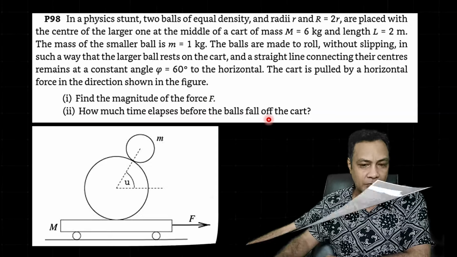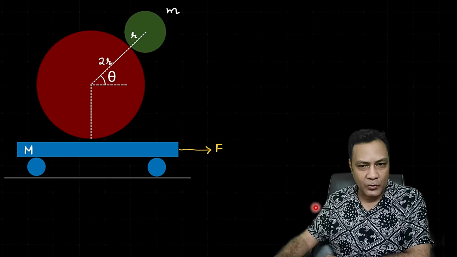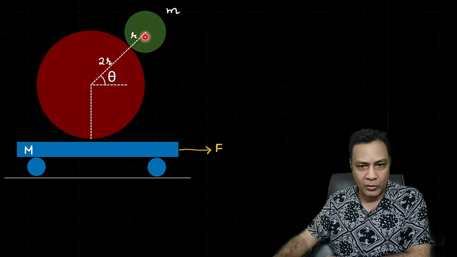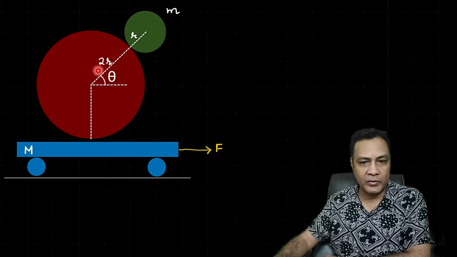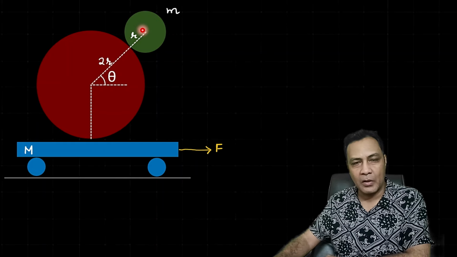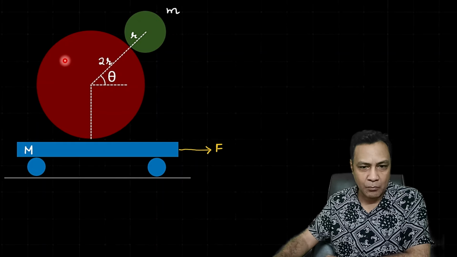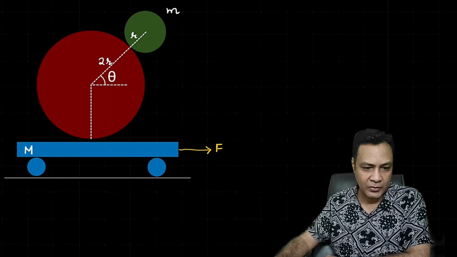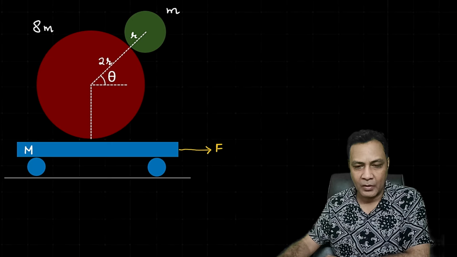and how much time elapses before the ball falls off the cart. So as described in the question, the radius of the smaller one is r and the radius of the bigger one is 2r. So obviously the mass of the bigger one would be 8 times the mass of the smaller one. They are made of the same material, so the mass of the bigger sphere is 8 times the mass of the smaller sphere. So that is 8m.